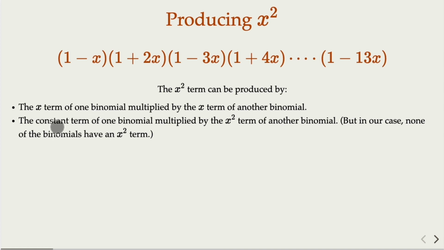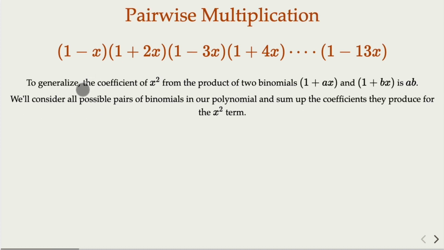It's also possible for the constant term, like 1, to combine with some other term that has x squared, but here we do not have it because we only have linear terms, right? There's no quadratics, all right? So we only need to consider the first case. If you have two terms, 1 plus ax and 1 plus bx, then the x squared coefficient would be a times b, just the product of the linear coefficients, right? So we're going to consider all possible pairs here, the certain terms, choose two pairs.